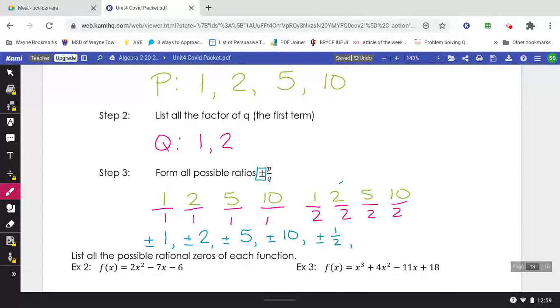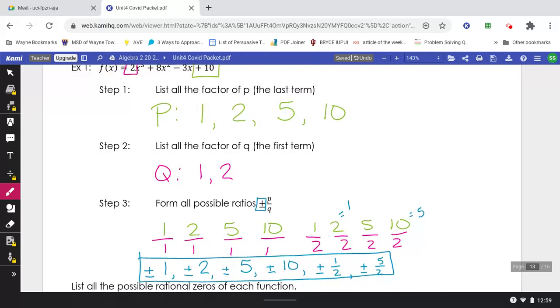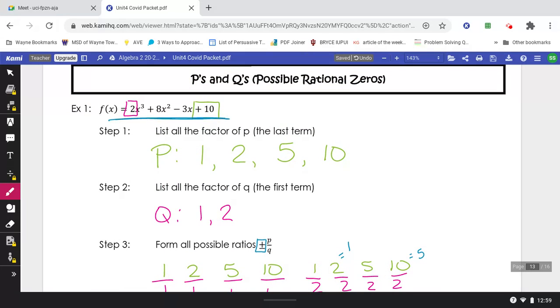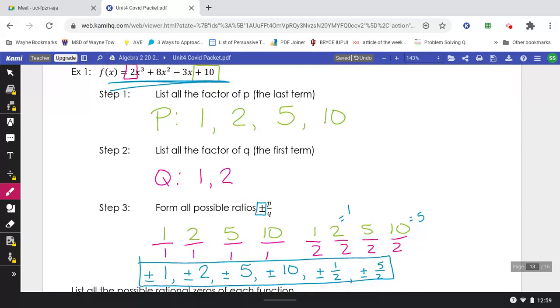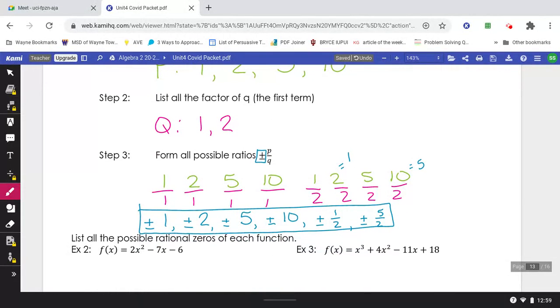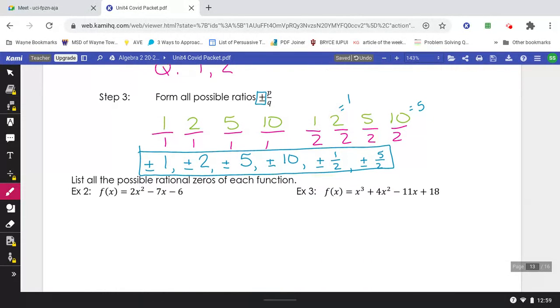2 divided by 2 equals 1, but I already have 1 on the list up here, so I don't have to write it again. 5 divided by 2 is another decimal. I'll leave it as 5 over 2. And 10 divided by 2 is 5, which I again already have on my list. So this list here that I have in blue are all the possible answers for this problem right up here. Remember, possible means maybe, so these might be answers, but they might not. We're for now just creating a list.